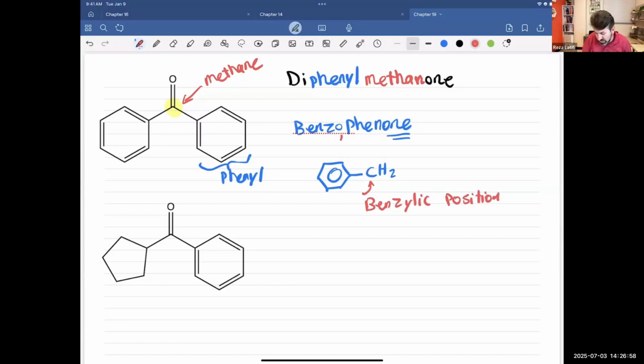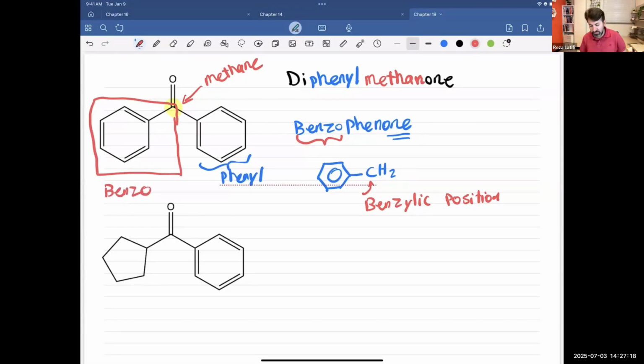So when you say benzo, you already refer that you have a phenyl ring attached to a carbon. So that's taking care of the entire piece, just simply by saying benzo. And then you say phenone. Phenone is telling you that you have a phenyl group, and there is a carbonyl, or there is a ketone actually there.